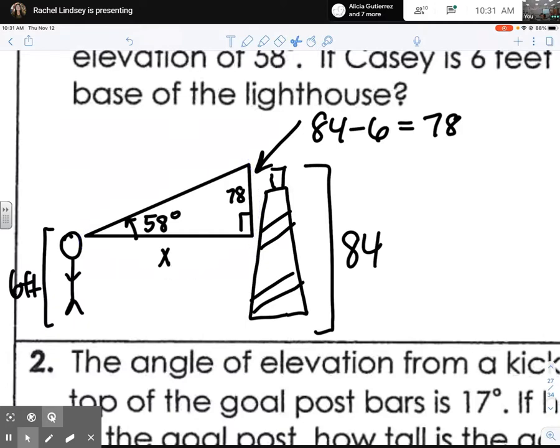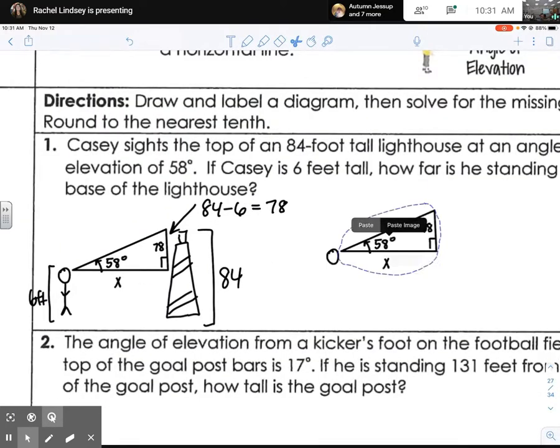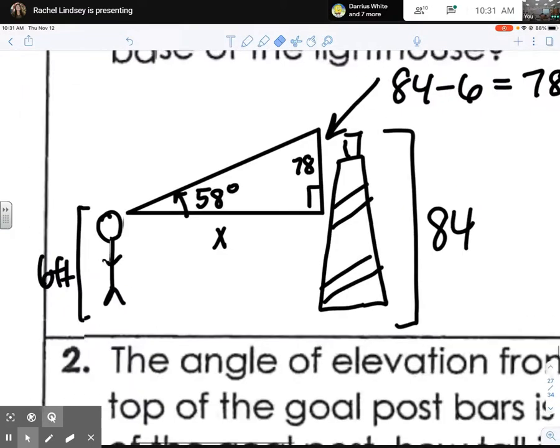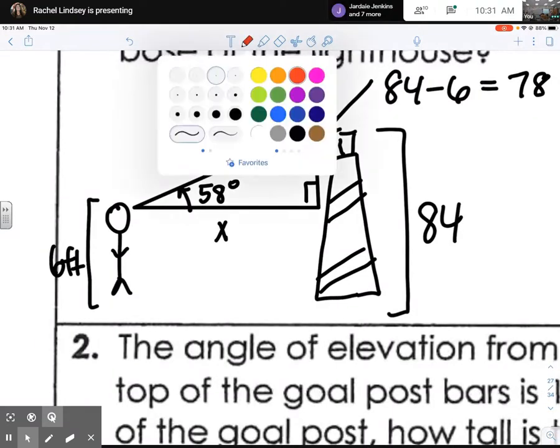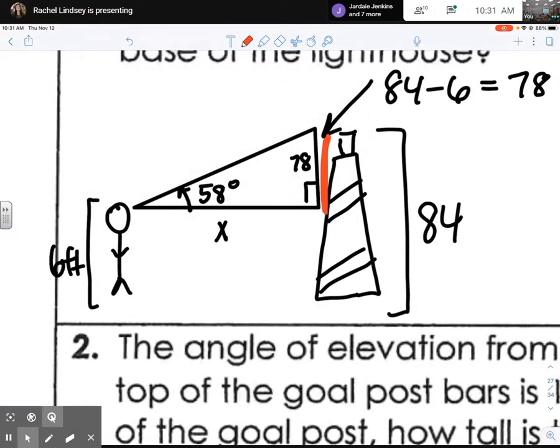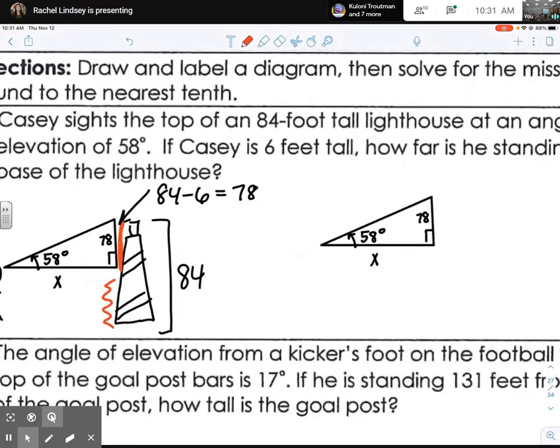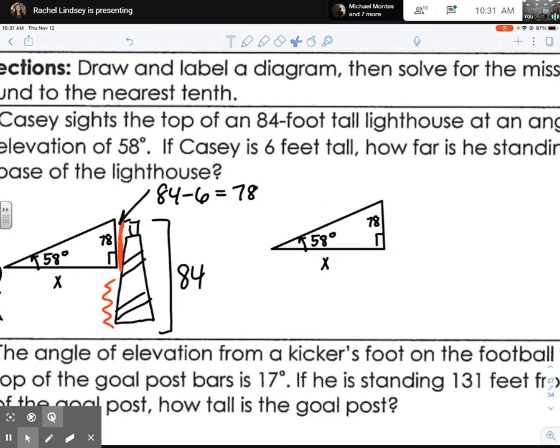Wait, why did we do 84 minus 6? We did 84 minus 6 because we need this part of the lighthouse, but we don't need this part. And that part is his 6 feet. So that's how we got that 78. Basically, all we need now is just this triangle part. You don't have to redraw it. I just did that because it's easy for me to copy and paste on my iPad. Now that I have the picture drawn, you can solve it like normal.